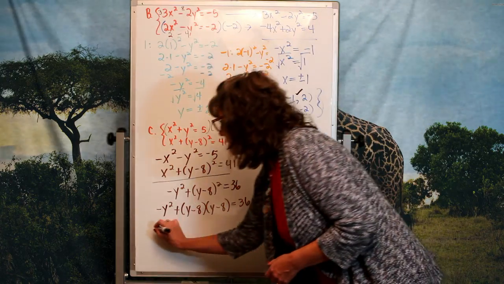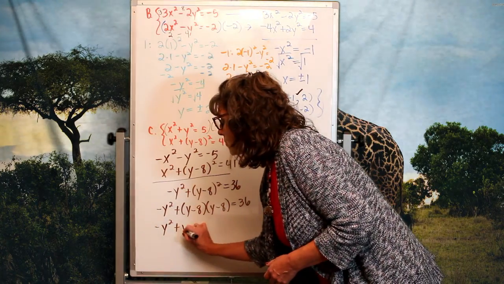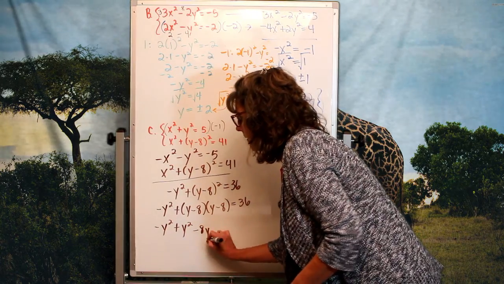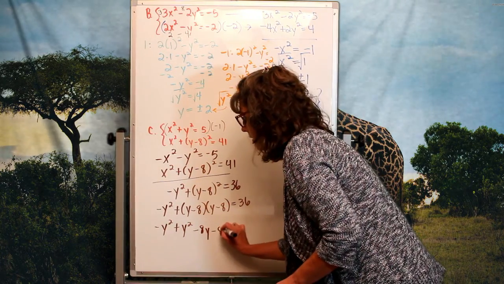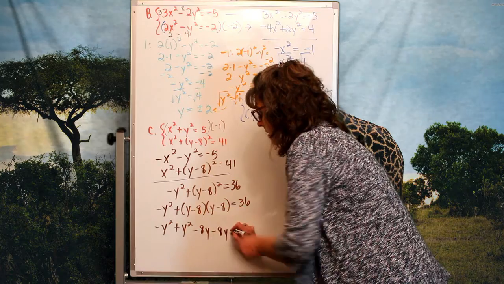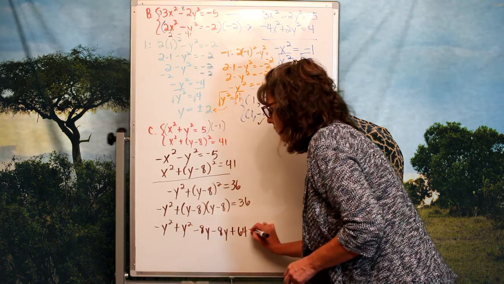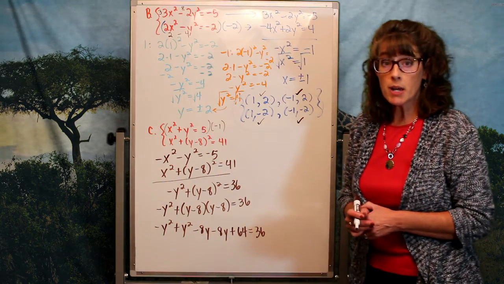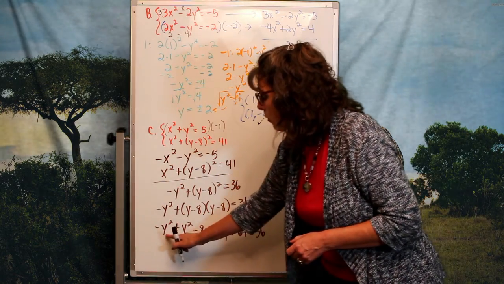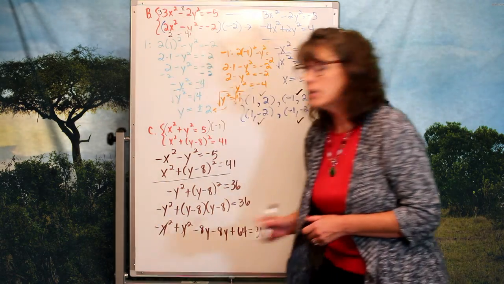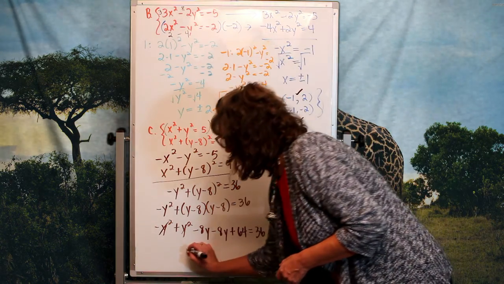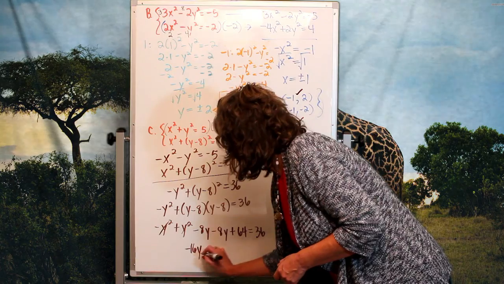And when I FOIL this, I will get y times y is y squared. On the outside, I get a negative 8y. On the inside, I get a negative 8y. And in the back, negative 8 times negative 8 is a positive 64. So now, notice what happens when I combine up my like terms. Negative y squared plus y squared, they completely cancel out. And notice here that a negative 8y minus 8y is a negative 16y.